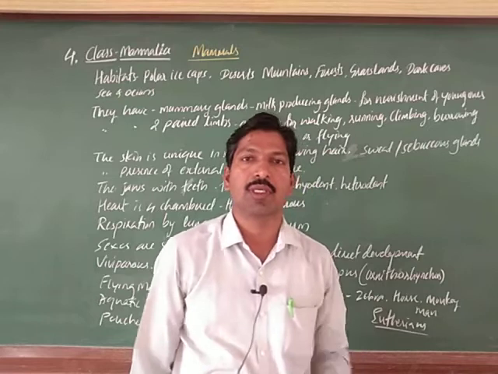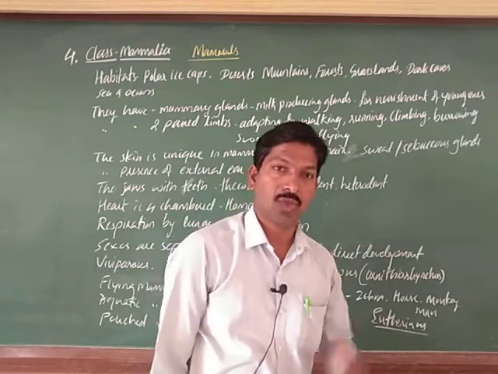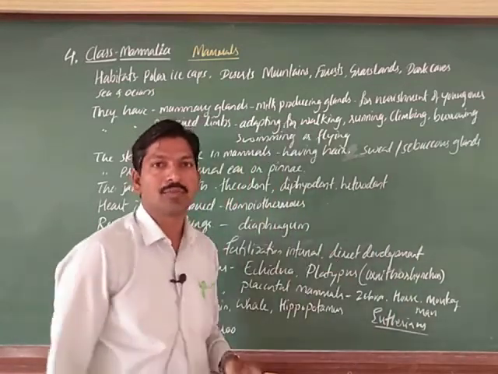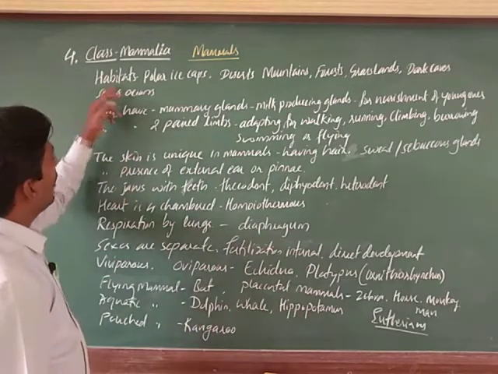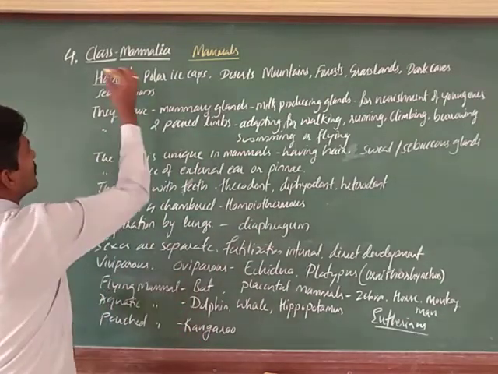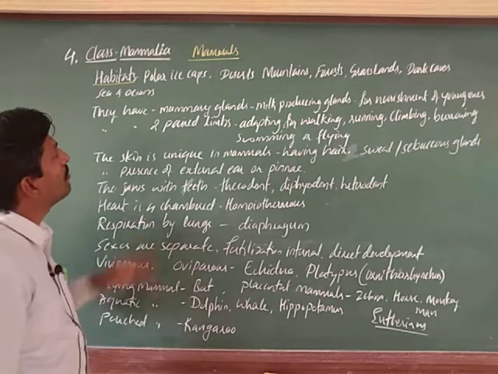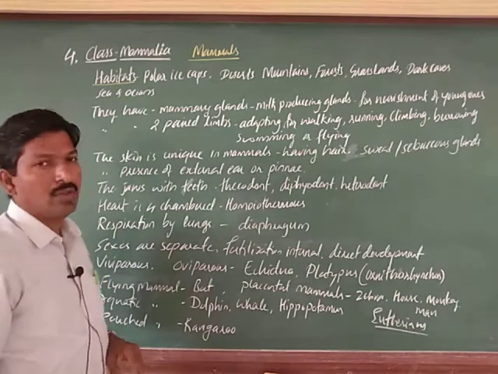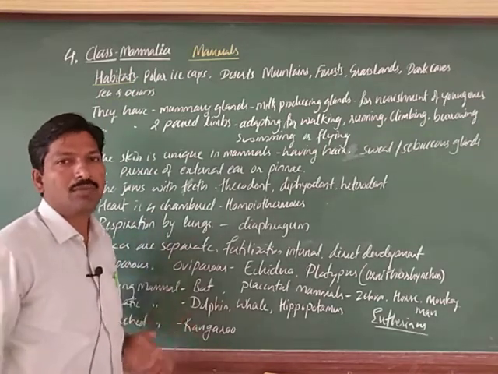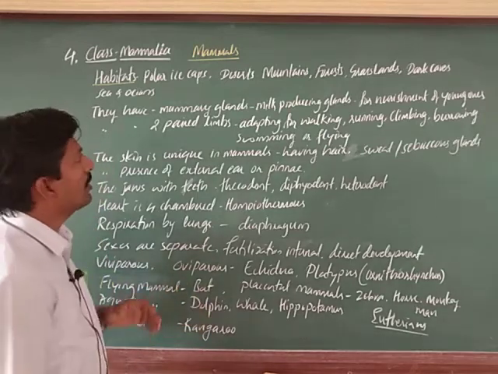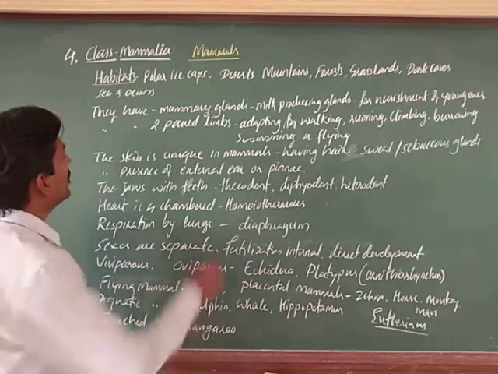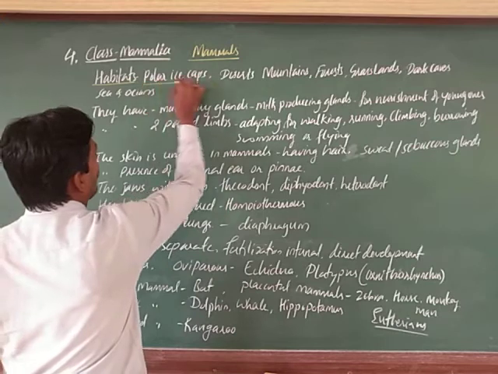So, this is what we can call the mammalian era, after the reptilian era. Now, habitat. Habitats means the living places of these mammals. They can survive in almost all kinds of places, by adapting themselves. Here, they are also found in the polar ice caps.